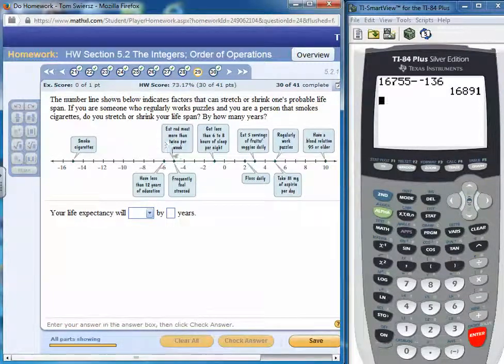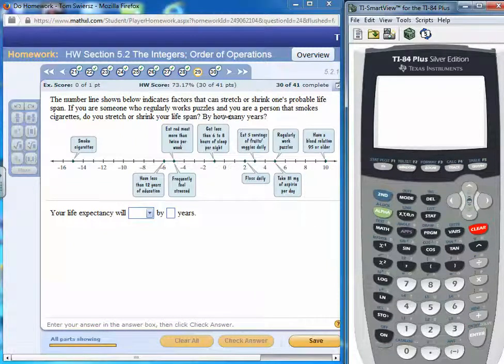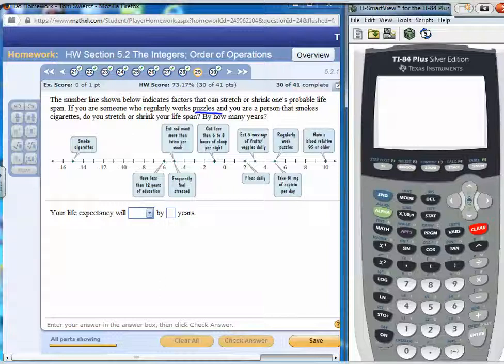Okay, number 29. The number line shown below indicates factors that can stretch or shrink one's probable lifespan. If someone regularly works puzzles and is a person that smokes cigarettes, do you stretch or shrink your lifespan, and by how many years? So the two factors are works puzzles and smoke cigarettes. Let's find it on here. Smoke cigarettes is right here, which corresponds to a negative 15. So it would actually shrink.